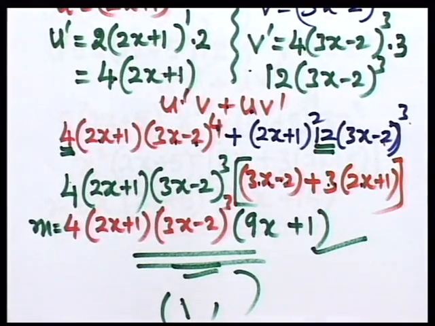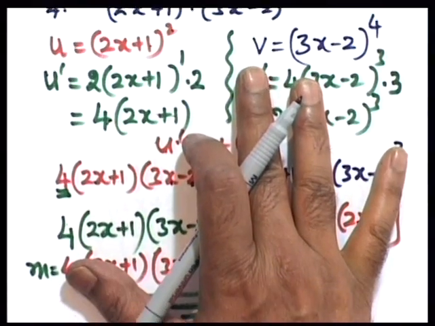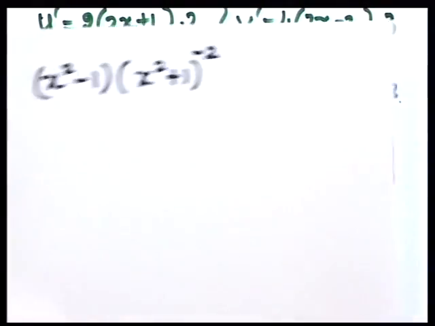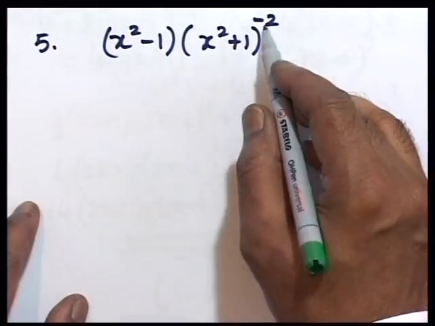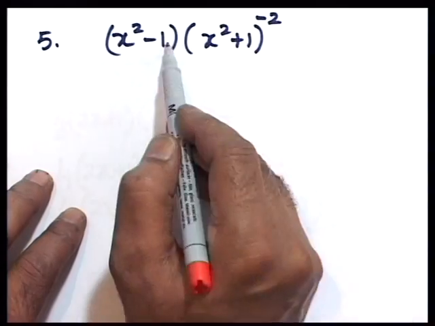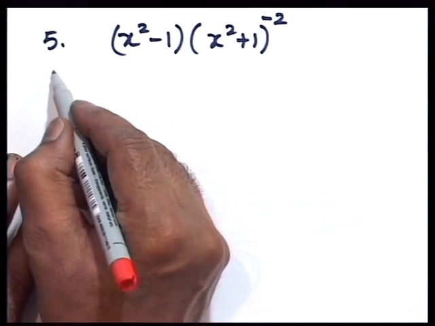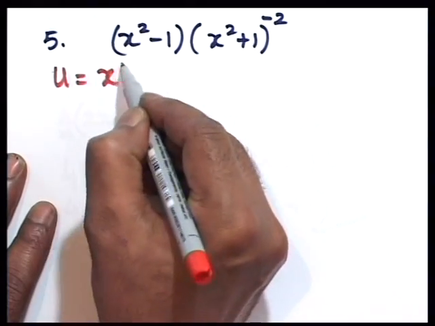So that's about finding the gradient using the product rule, right? We have a question here with a minus. I want you to try that please. The first bracket is a u, second bracket is a v. So u equals to x squared minus 1.